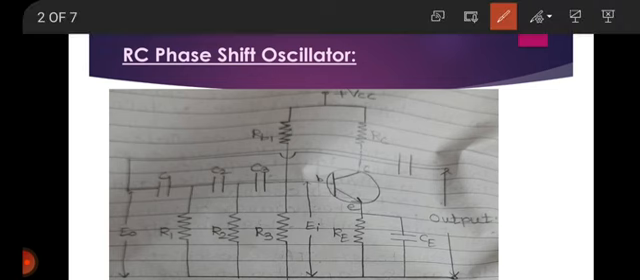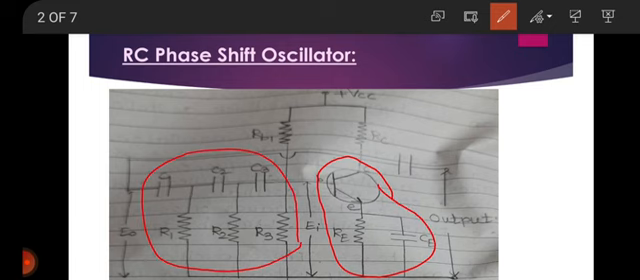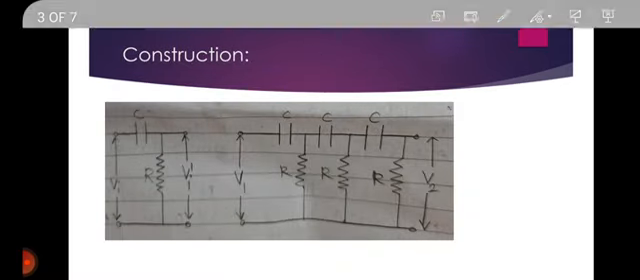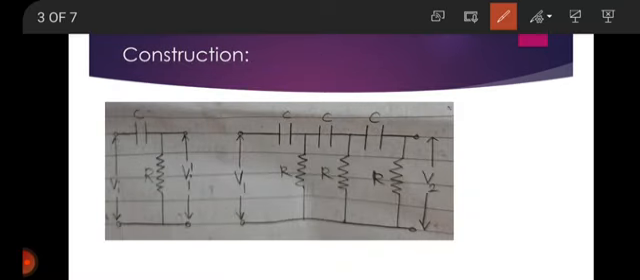So see, this is the circuit diagram of the RC Phase Shift Oscillator. This is the transistor amplifier, and these are the RC ladder network or RC phase shift ladder network. See in detail the construction of the RC phase shift ladder network. This is the RC phase shift network.